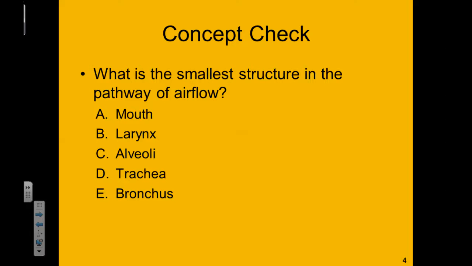So, class, which of the following is the smallest structure in the pathway of airflow? We have the mouth, the larynx, the alveoli, the trachea, and the bronchus. So go ahead and rewind the video, or you can pause it and check your notes, or check your textbook and get me an answer. 5, 4, 3, 2, 1.